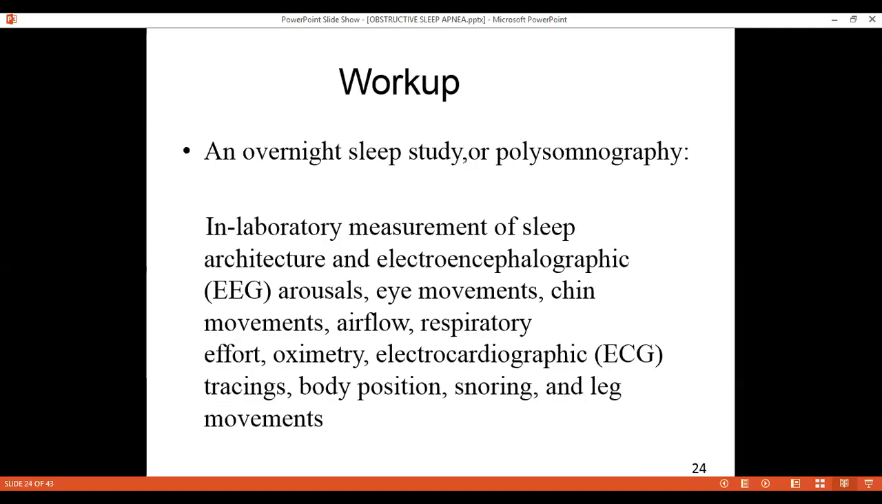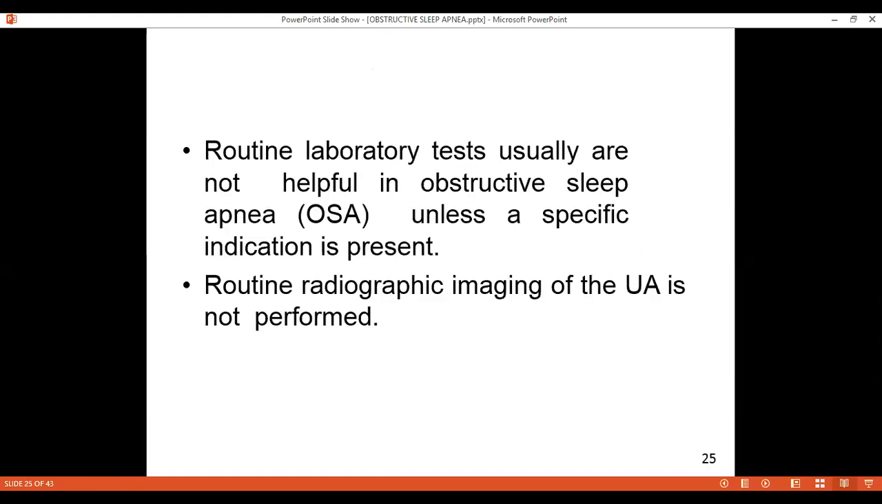Workup includes an overnight sleep study or polysomnography, an in-laboratory measurement of sleep architecture and electroencephalographic arousals, eye movement, chin movements, airflow, respiratory efforts, oximetry, electrocardiographic tracings, body position, snoring, and leg movement. Routine laboratory tests usually are not helpful in obstructive sleep apnea unless a specific indication is present. Routine radiographic imaging of the upper airway is usually not performed.